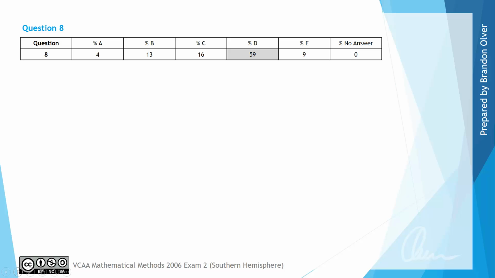From the examiner's report, we can see that 59% of students got this question correct, which means that it wasn't overly well done in the exam, considering it's a fairly straightforward calculation once you know what to put into your calculator.